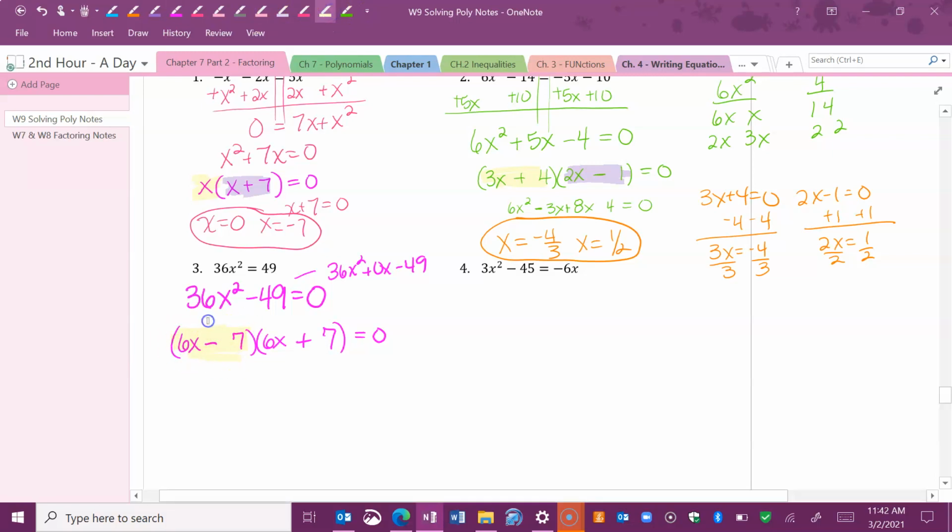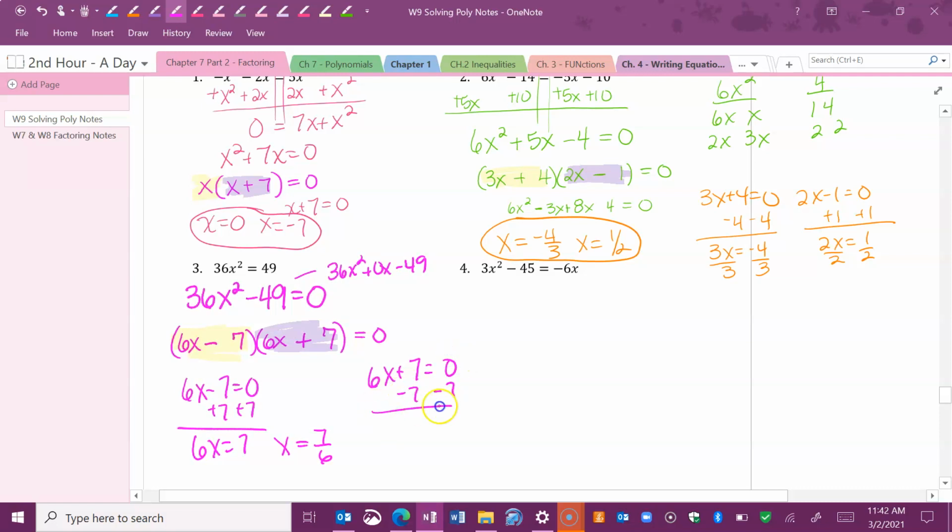I'm then going to set each term equal to 0. 6x minus 7 equals 0. If I add that 7, I get 7, and if I divide by 6, I get 7/6. And the other one is going to give me the same thing, but the negative of that answer. When I divide, I get negative 7/6. And remember, this could be written as plus or minus 7/6 if you'd like.